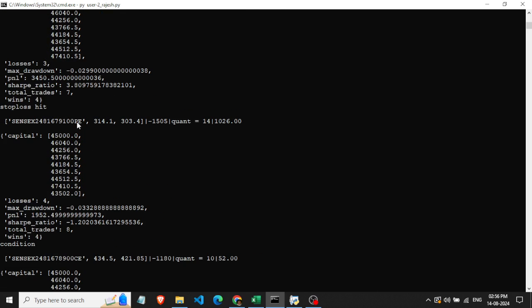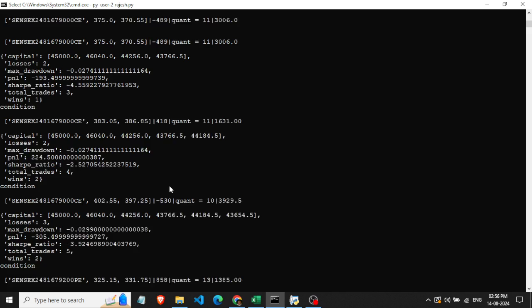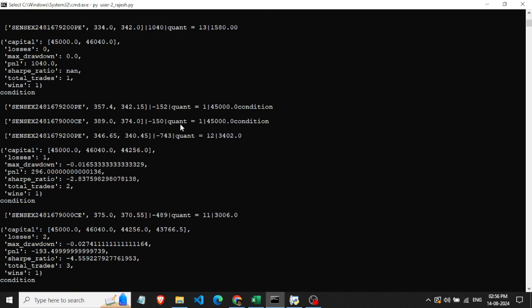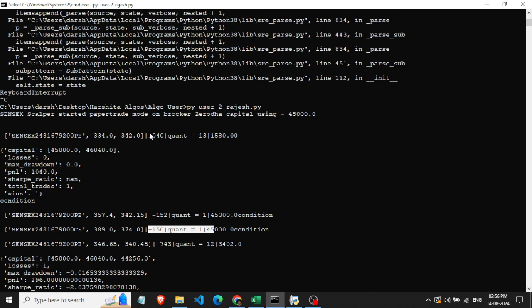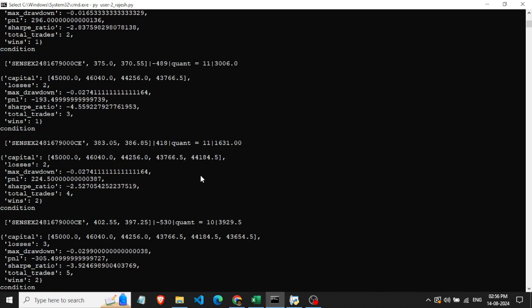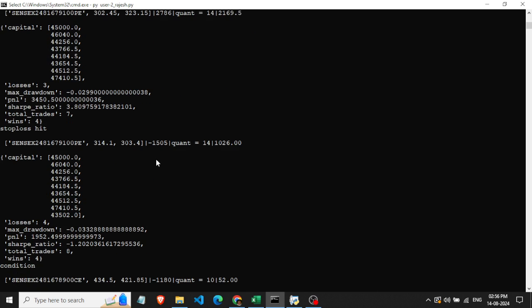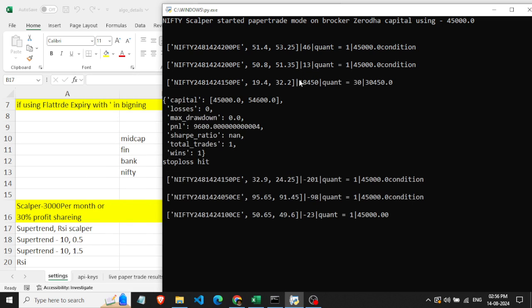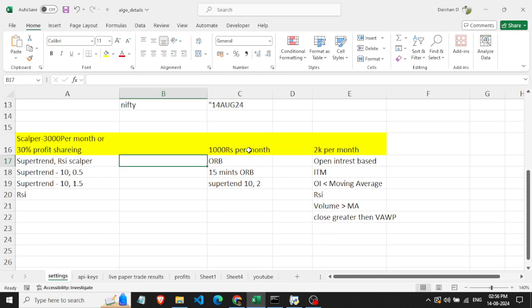Same in this algo also. Here we can see the algo failed to make the profit, so it exited without taking more trades. Here, on the first trade only, it has taken 13 lots and made around 1,040 rupees profit. Sensex is very slow movement, so it is not making good profits actually. So just for testing I have started this algo. Nifty and Bank Nifty are running well today because it's expiry.